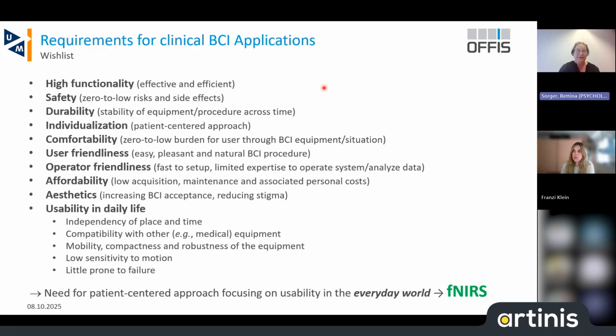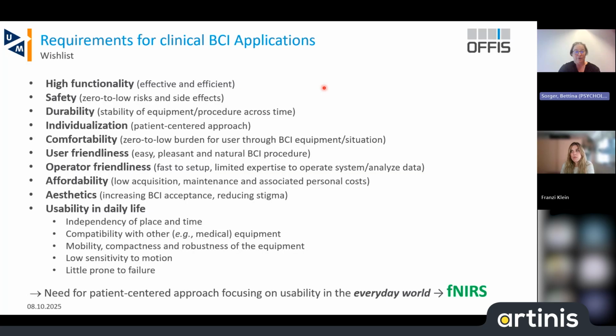That means easy and pleasant, and it should be a natural situation. It should not be artificial. It should be embedded in the daily life, let's say. Also for the operator, so that can be, for example, a neurotherapist or also a family member. Also for them, it should be easy and pleasant. And that means you can quickly set up the system. You do not need huge expertise to operate the system, and so on.